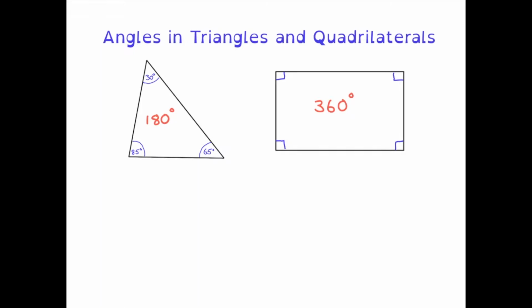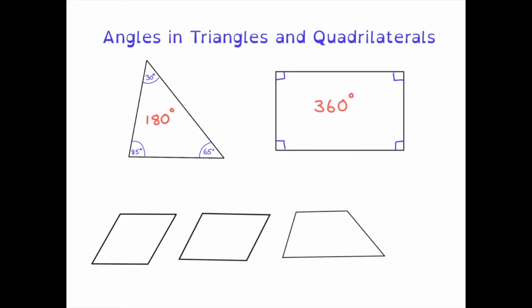Now those facts are true for every single triangle and quadrilateral in the world. And when I say every quadrilateral, that includes every rectangle and square, every rhombus, parallelogram, trapezium, kite, or any other four-sided shape that you can think of. So how do we use these facts?